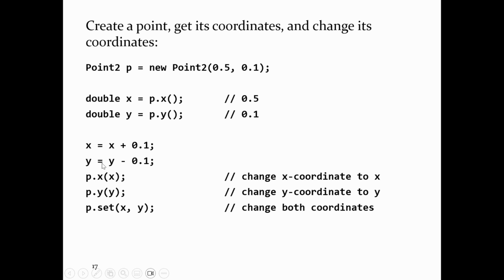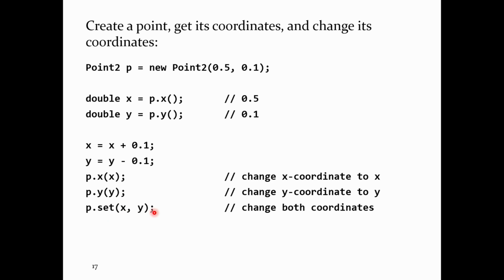So the way you do that is you call another method. The point2 class has another method called x, but the second method takes in a new x coordinate, and that changes the coordinate of the point to the new x coordinate. So p.x, round brackets x, changes the x coordinate of p to 0.6. And p.y, round brackets y, changes the y coordinate to 0 in this case, 0.1 minus 0.1.